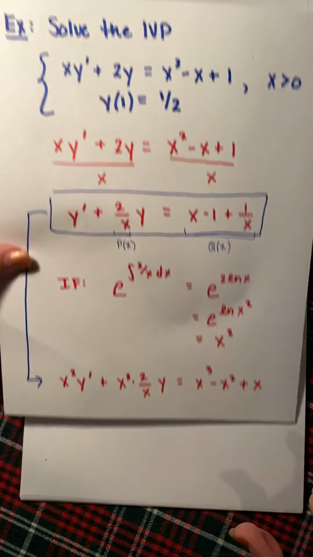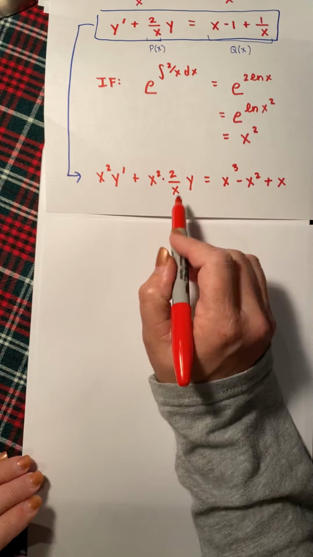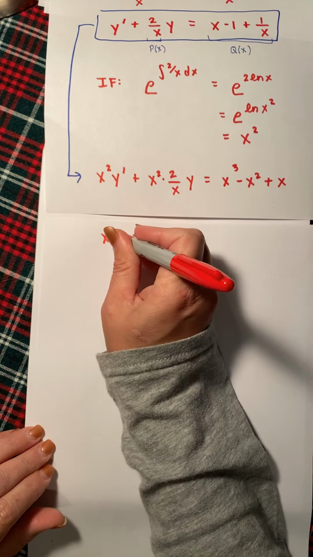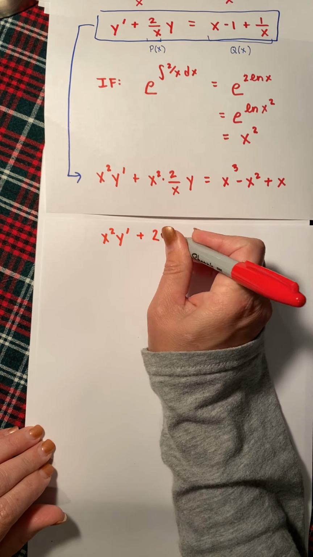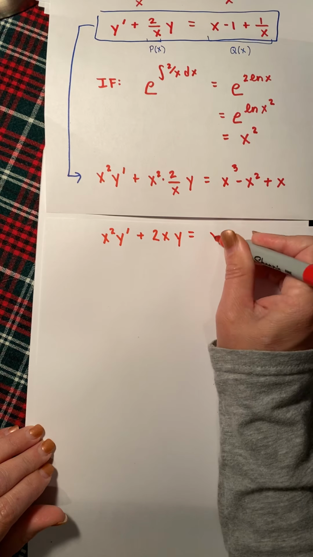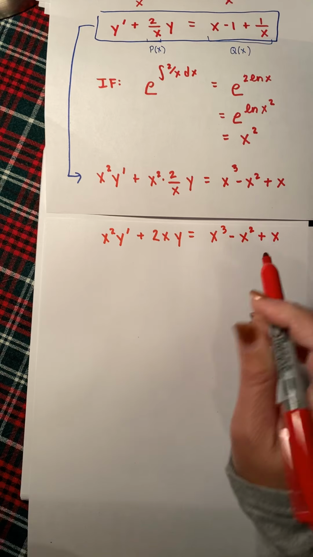All right, so close. We're getting there. I'm just going to clean this up a little bit. I should have done that right away. This is x squared y prime. x squared times 2 over x is just 2x times y equals x cubed minus x squared plus x.